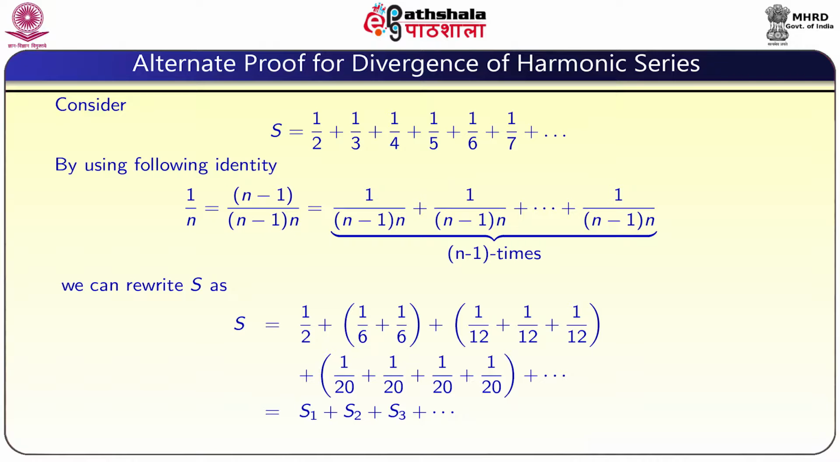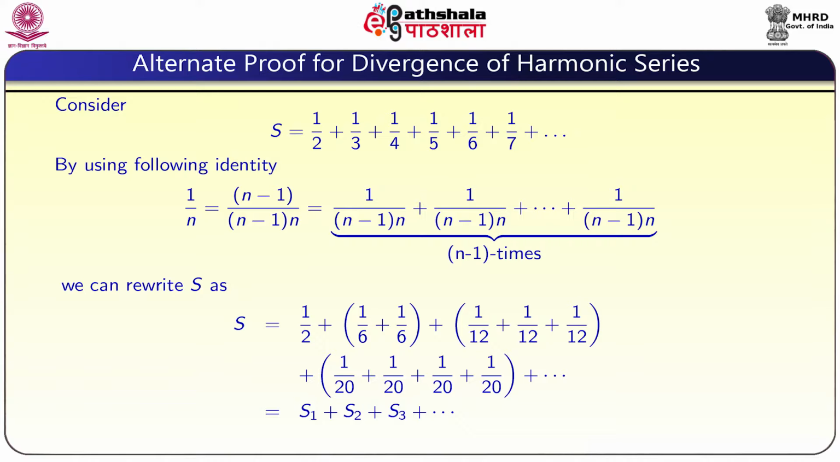S equal to 1 by 2 plus, that is the first term of the series which we started. Then 1 by 3 can be written as 1 by 6 plus 1 by 6. It is because we saw that 1 by n is written as 1 by (n minus 1) into n plus 1 by (n minus 1) into n and so on, n minus 1 times. So, if I take n equal to 3 in that equality, 1 by 3 is equal to 1 by (3 minus 1) into 3 plus 1 by (3 minus 1) into 3. So, 2 times, that is 1 by 6 plus 1 by 6.